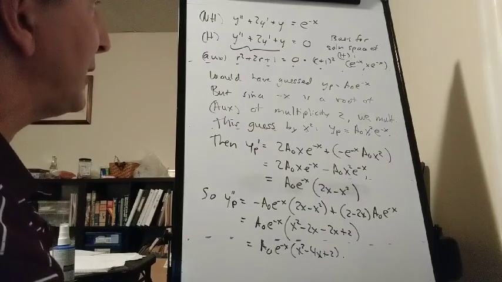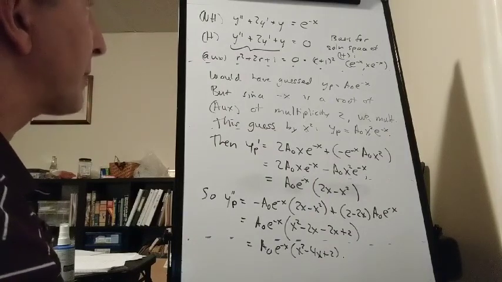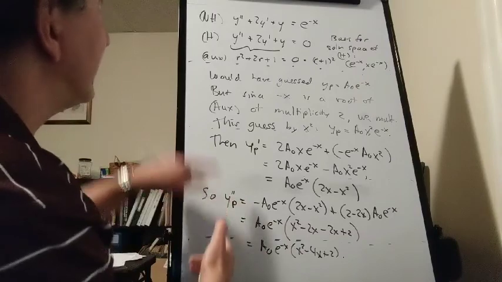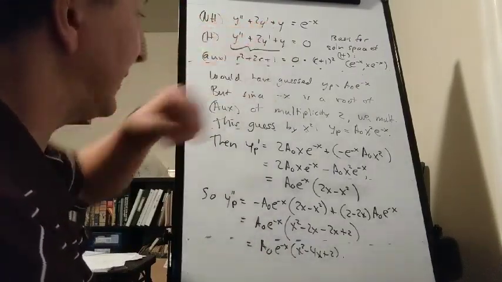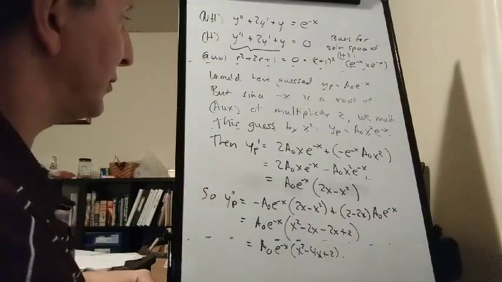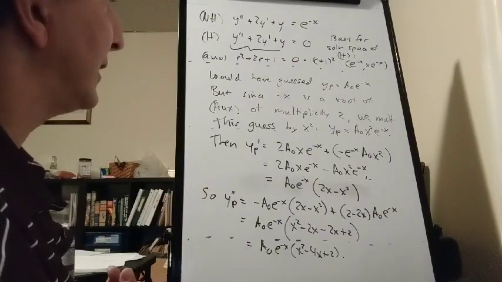Alright, now if we plug this into NH and set that equal to e to the negative x, we should be able to solve for the coefficient a naught.